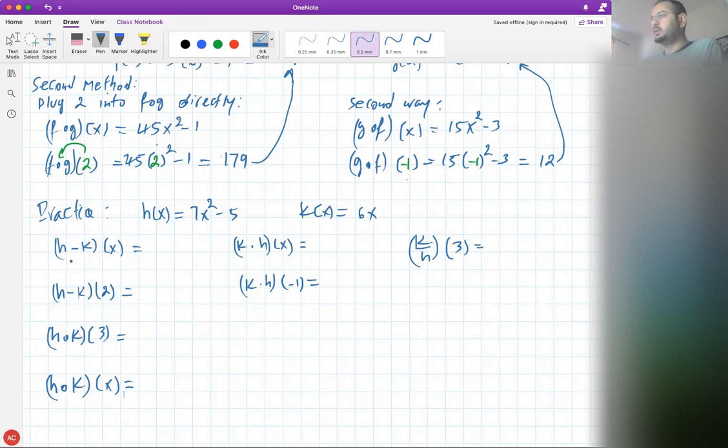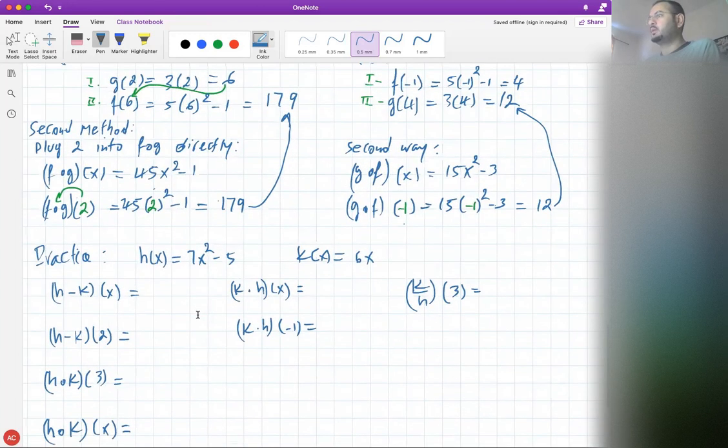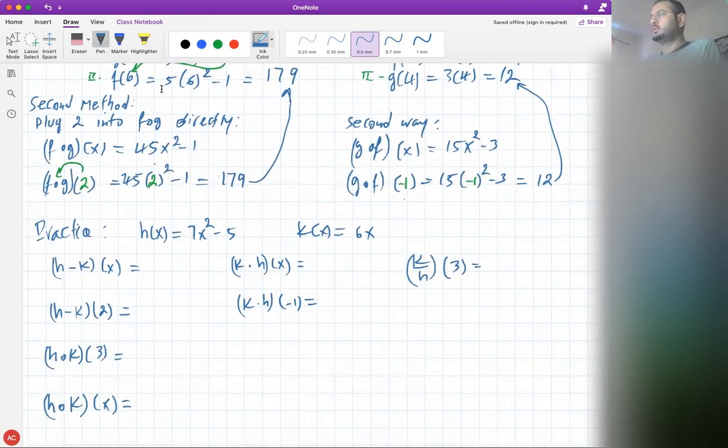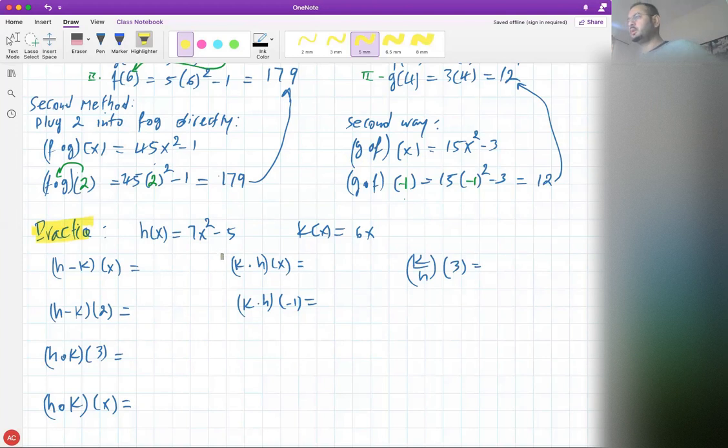So that's your practice here. Again, just pay attention to the operation here and do exactly what it says. You may have to plug numbers to evaluate, or you may have to add or multiply the functions depending on what the question is. So give this a try. Look at the examples, look at everything we did. It shouldn't be that difficult. It's really pretty simple.